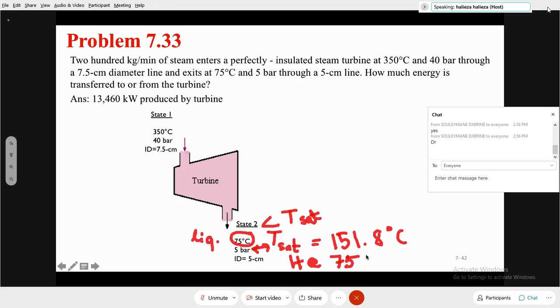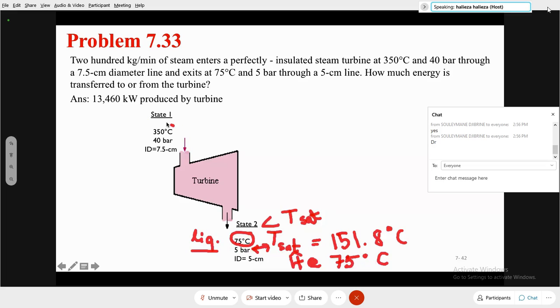Why? Why is your specific enthalpy at 75 and not at the 5 bar? Because it's liquid, doctor. Yeah, because it's liquid. Okay, it's liquid, so liquid is incompressible, so it is not affected by the pressure. So it's more affected by the temperature. So you should get your enthalpy at 75 degrees C, not at 5 bar.